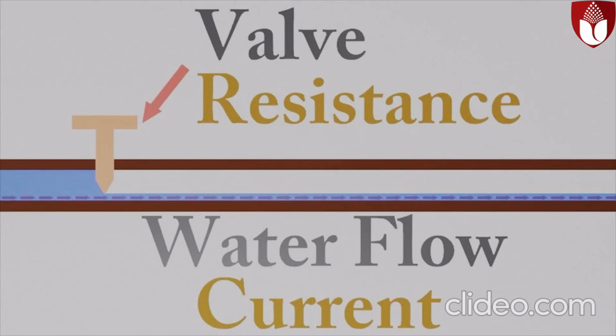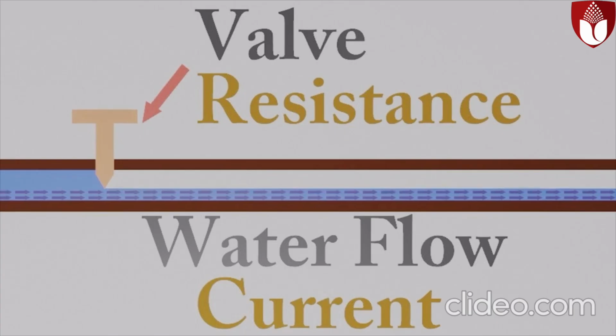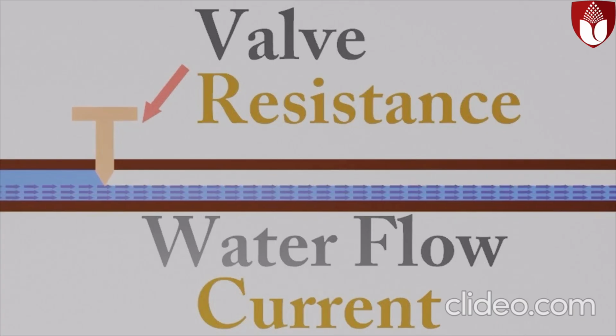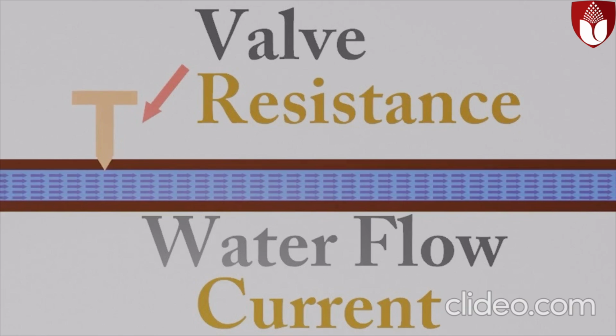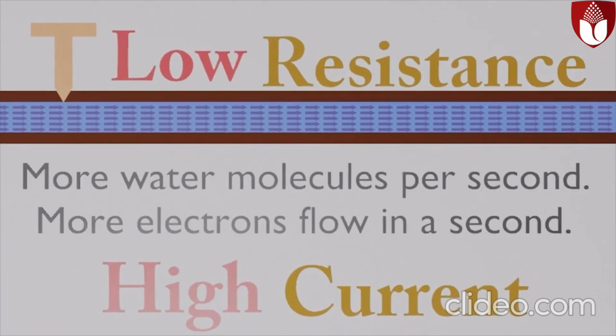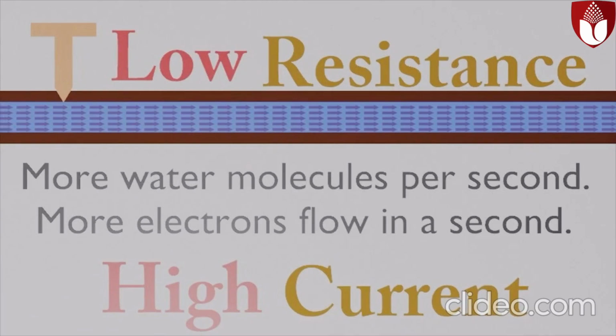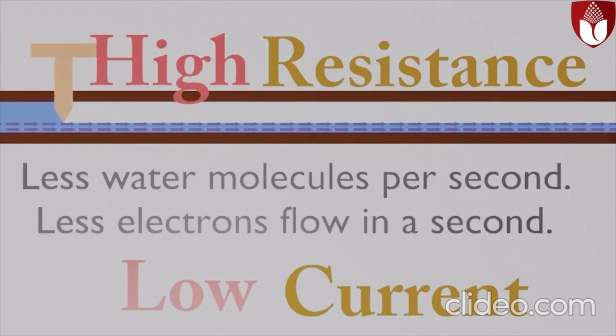Let's open the valve further. We are reducing the resistance. This allows more electrons to flow, a high current. Okay, now let's close the valve a little bit. The water is still moving. That means electrons are moving. We are increasing the resistance. It reduces the water flow, also known as electron flow. Increase of resistance causes decrease of current.